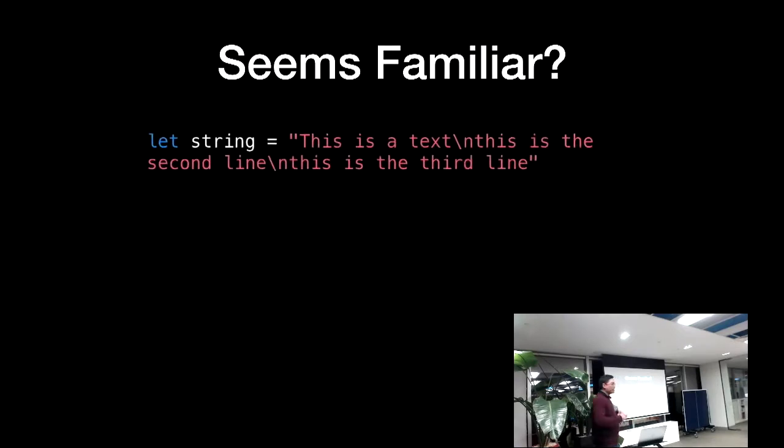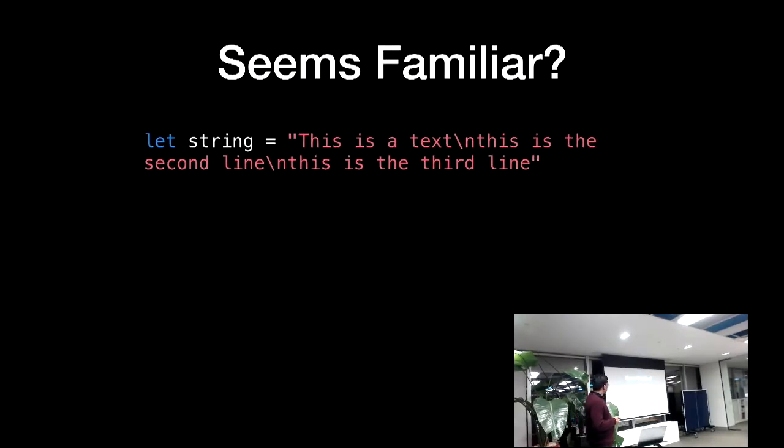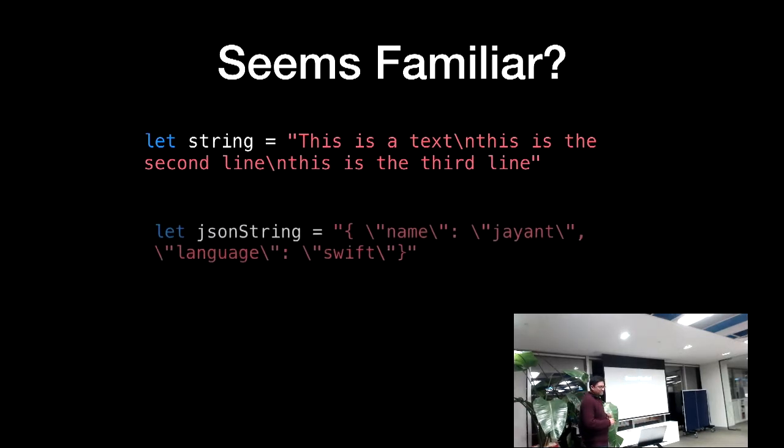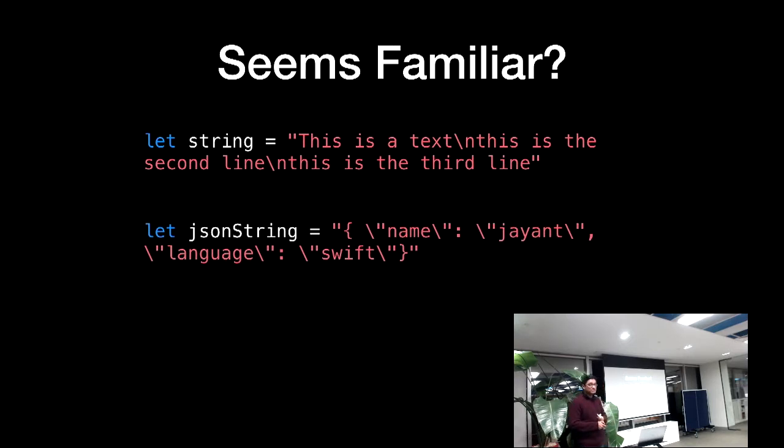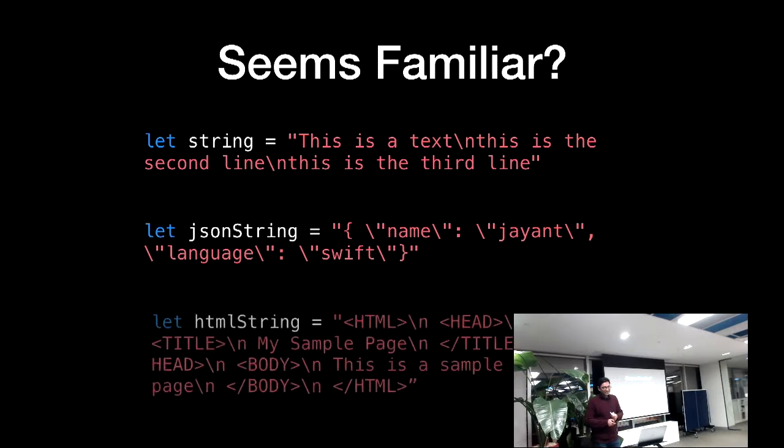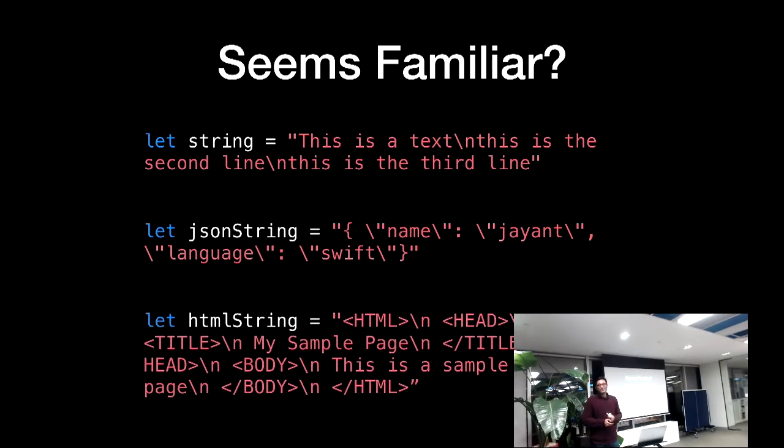Now, how many of you have written JSON, and this kind of code looks very, very familiar? This is a text, \n, this is another line of text, \n, and then you wonder, is that \n? If you miss a slash, then it just prints out an n. Or if you write JSON, familiar? Yes, but sometimes you also create it on the fly. And worse still, if you use HTML, web views, or whatever?